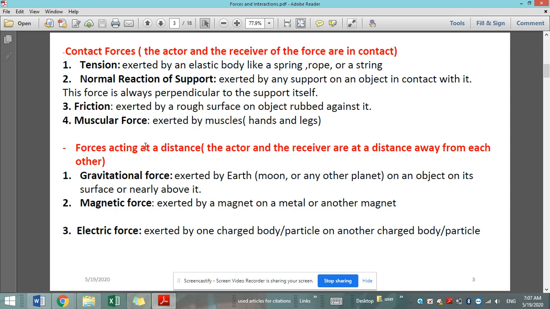The magnetic force is the force exerted by a magnet on a metal or another magnet. And the electric force is exerted by one charged body or particle on another charged body or particle.